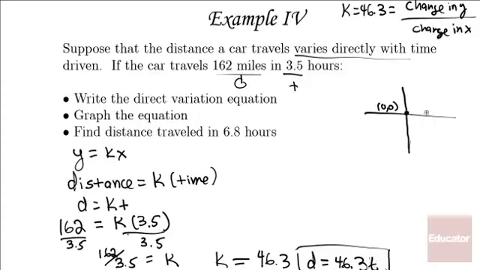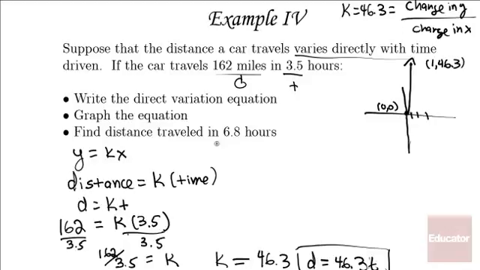So this means that when I go to the next point on the graph that I'm going to draw, I'm going to increase x by 1 and increase y by 46.3. So the y point here is going to be pretty high up. So it's going to be the point 1, 46.3. So it's going to look something like this. That is going to be the graph of this equation.